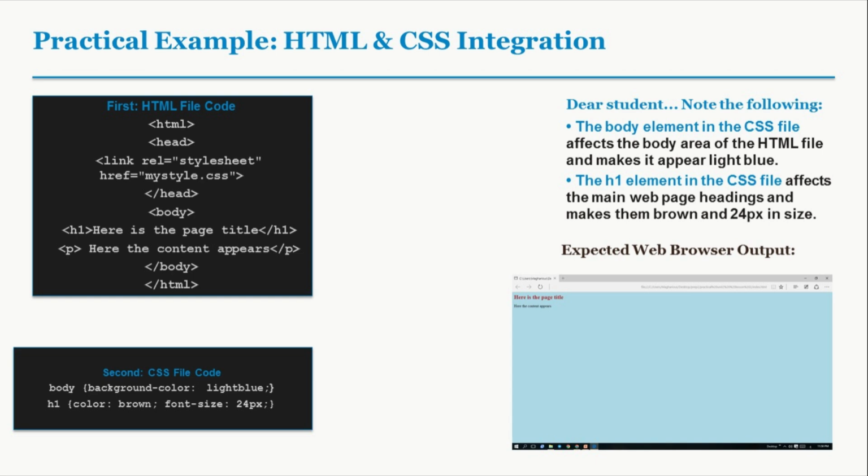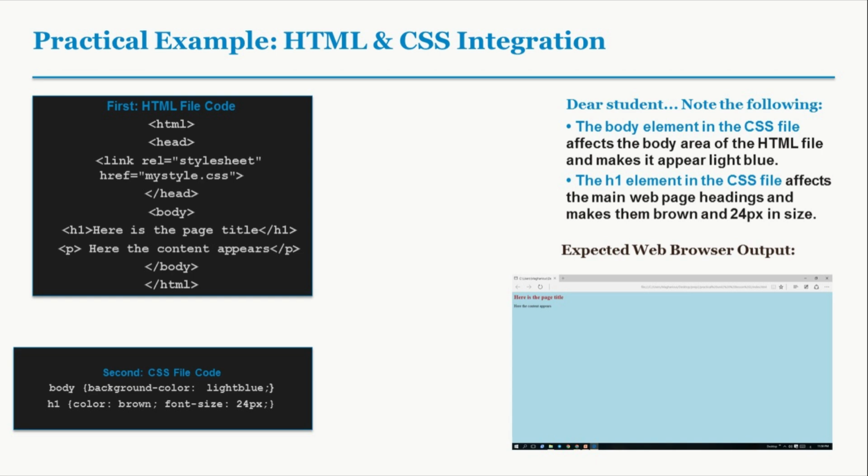Now, second, CSS file code. Let's read the CSS code exactly as it appears. Body, open curly bracket, background hyphen color, colon, light blue, semicolon, close curly bracket. H1, open curly bracket, color, colon, brown, semicolon, font hyphen size, colon, 24 pixels, semicolon, close curly bracket.